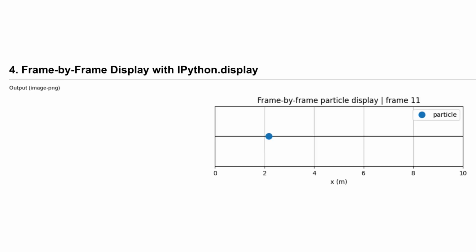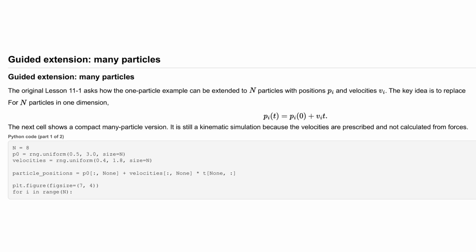The output shows the final frame of our particle display. In a live setting, you would see the dot traverse the horizontal axis smoothly. We can easily extend this concept to many particles. By replacing single numeric variables with NumPy arrays, we can simulate multiple trajectories simultaneously without using slow Python loops.